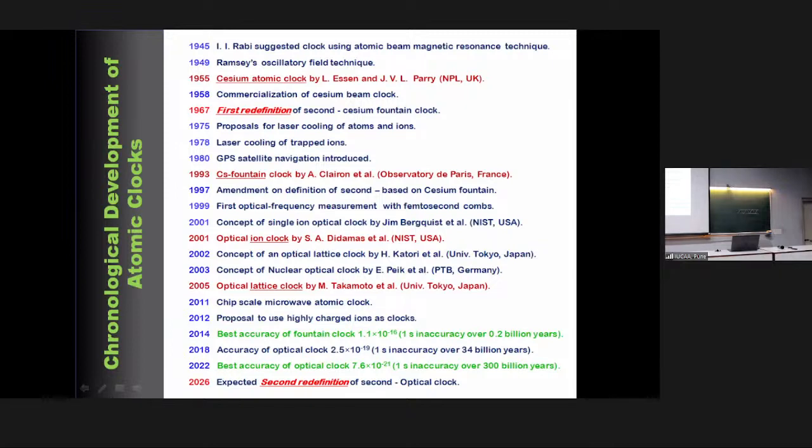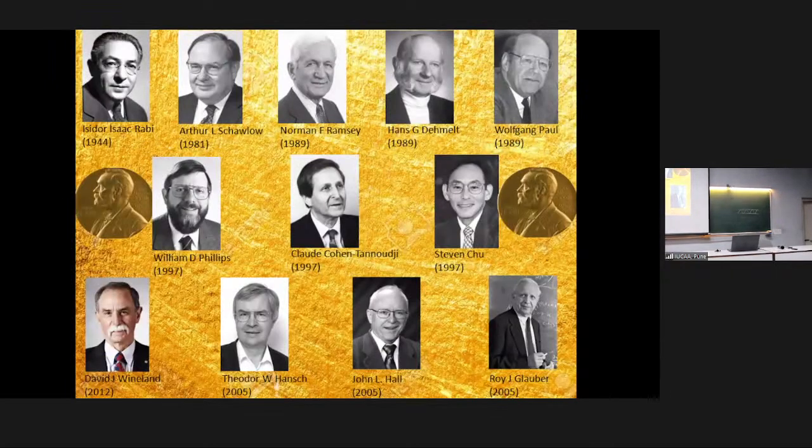Okay, now the next slide will tell you how many Nobel Prize winning technologies are being used in atomic clocks. There are 12. So, for example, I told you about Rabi, then Ramsey, Bill Phillips, and these three gentlemen, they got the Nobel Prize together for laser cooling in 1997. Then the most recent one is David Wineland. He got the Nobel Prize for ion trapping and using it for quantum processing etc.